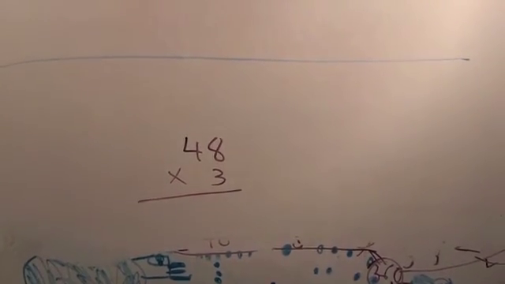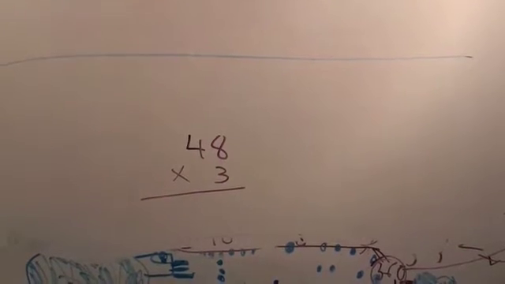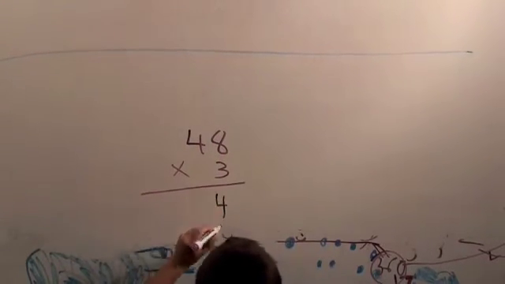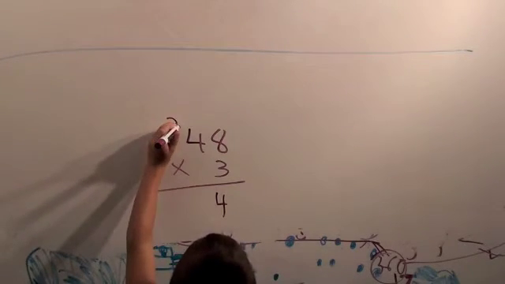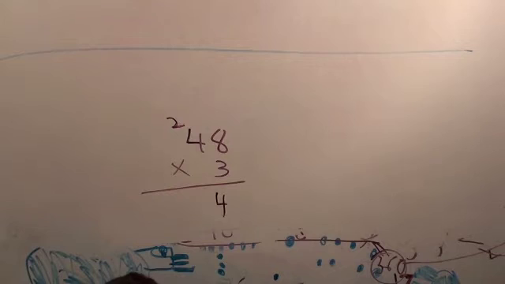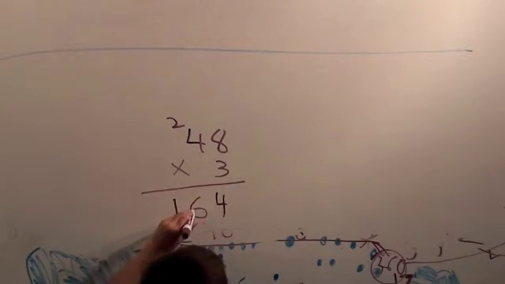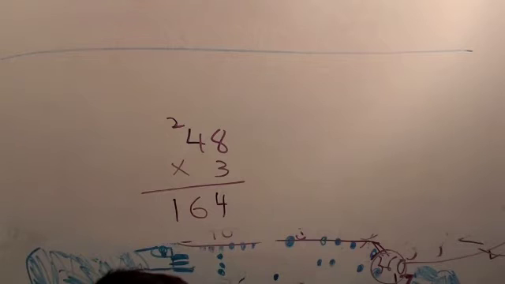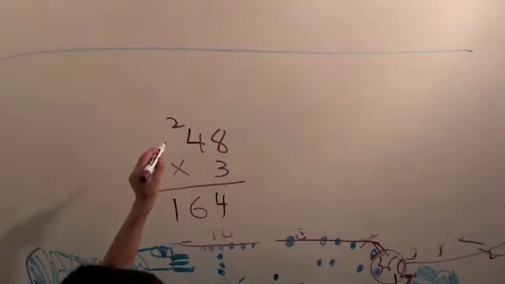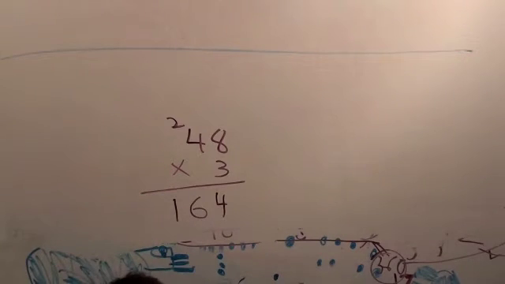So 8 times 3 is 24. So we write a 4 there, and we put the 2 right here. And then 3 times 40. 3 times 4 is 12 plus 2 is 16. 164. Interesting. Try 3 times 4 again. 3 times 4 is 12 plus the 2 up here. Which is 14.